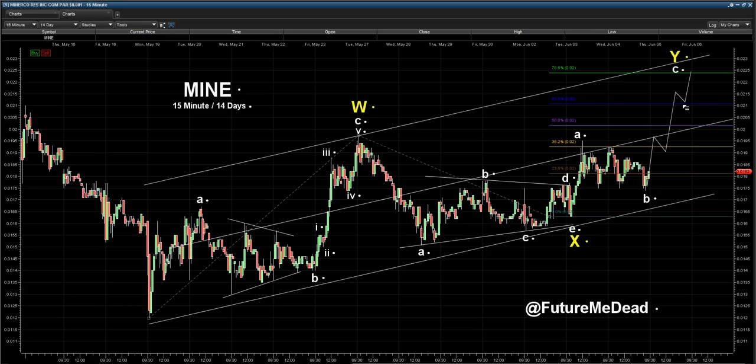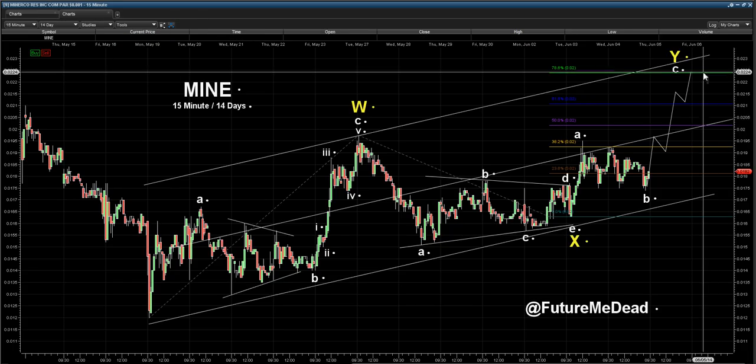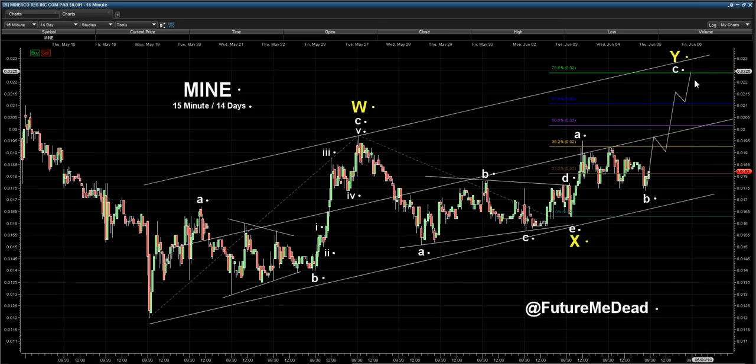If it decides to extend, we would look to the next Fibonacci relationship, which is the 78.6, which, if you guys don't know, is the square root of 61.8, and that gives us a target of just about, call it 0.0225. So that's in terms of Elliott wave analysis. If I was long this stock, this is where maybe I would be looking to trim or get out completely.